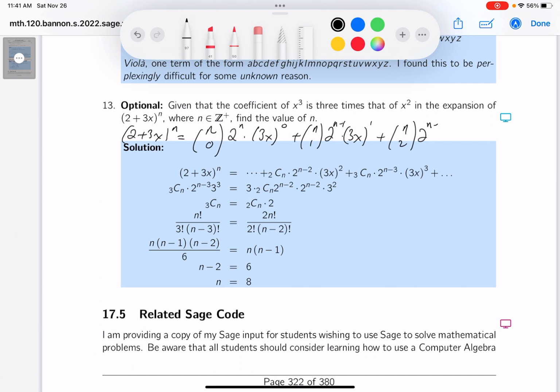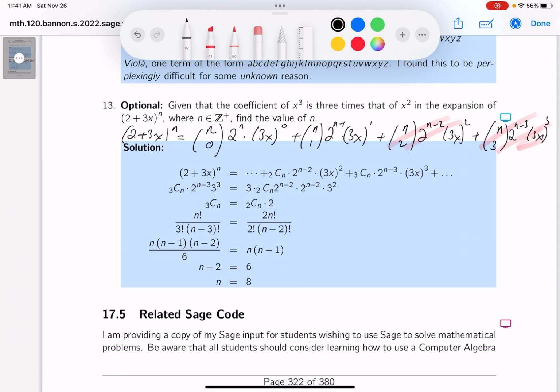Let's keep moving, plus C(n,2), 2 to the n minus 2, 3x squared, plus C(n,3), 2 to the n minus 3, 3x cubed. Now, what two terms are they talking about? These two terms over here, all right? Where they say the coefficients somehow are related.